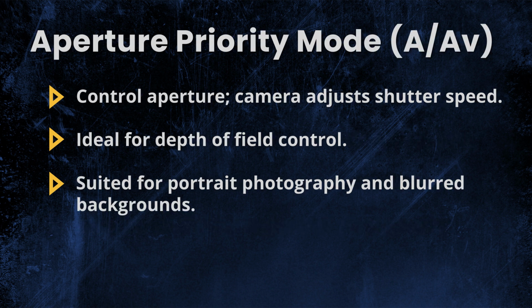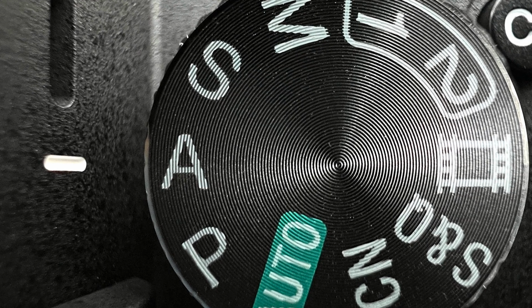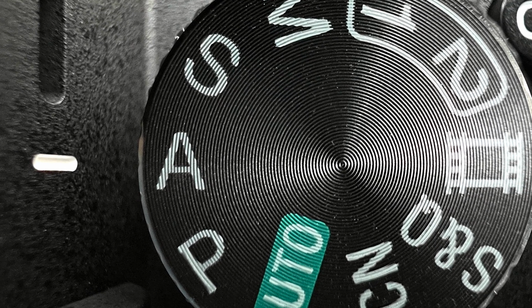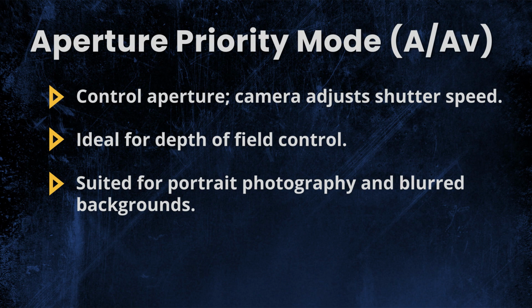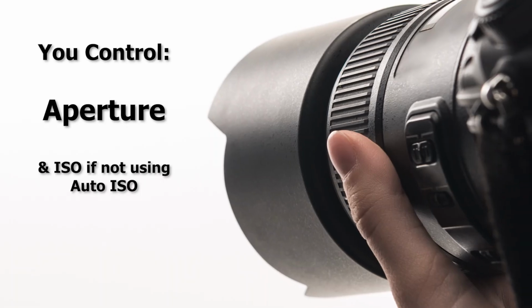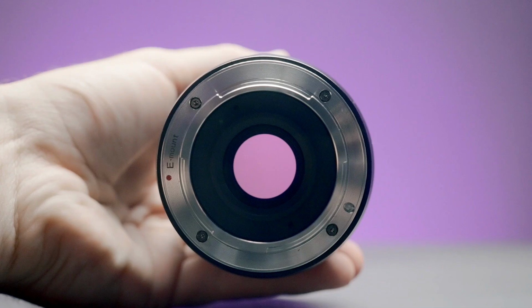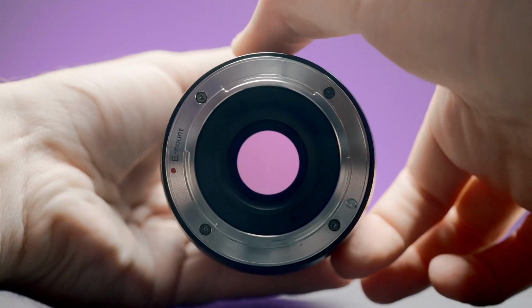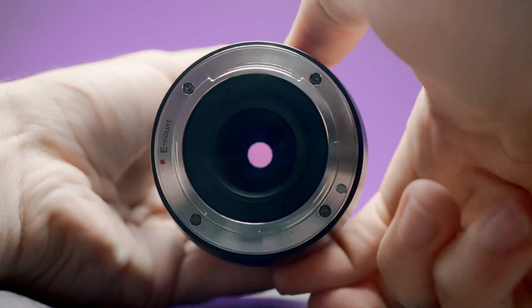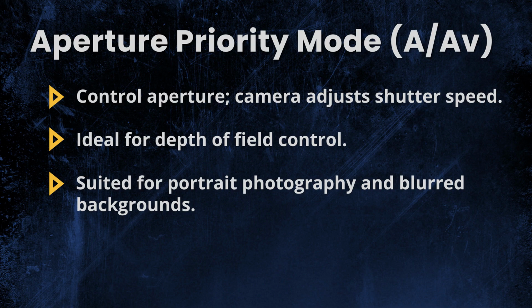Next up is one of my favorite modes, and that's Aperture Priority. And yes, this is a mode that's commonly used by professionals. A lot of people will tell you professionals only use manual mode. That is not true. Okay, so aperture mode is also known as A or AV mode, depending on your camera. And in this mode, you control the aperture, which is the size of the opening in your lens. The camera then adjusts the shutter speed automatically to match your chosen aperture for proper exposure.